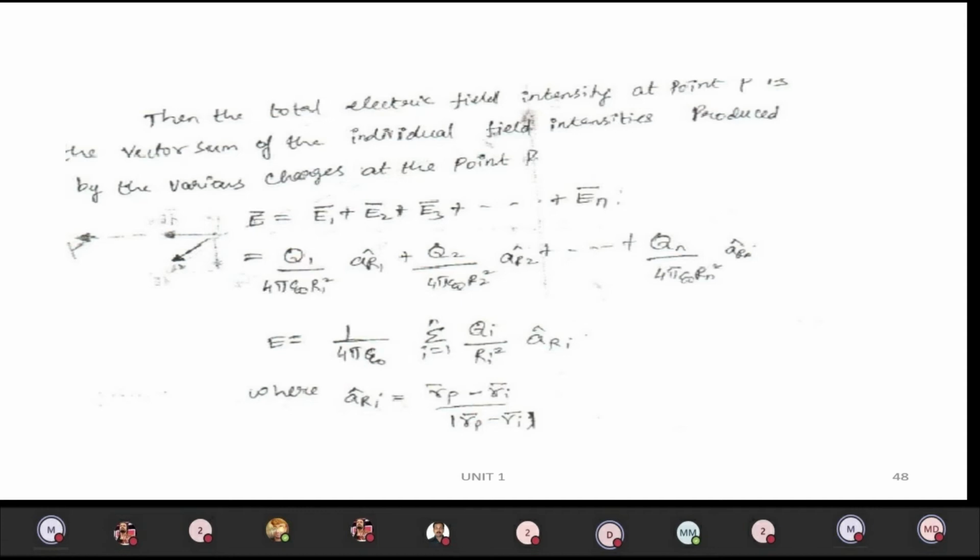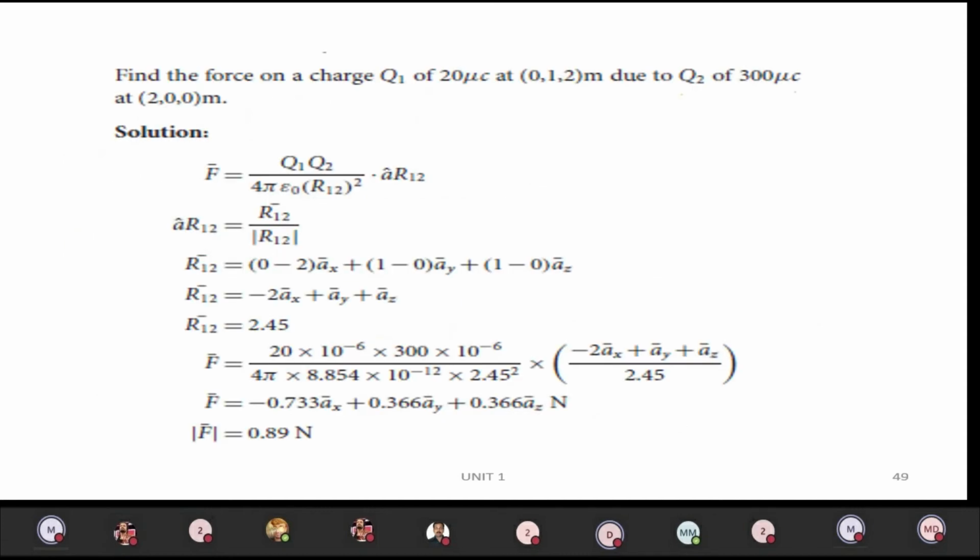We have to substitute a_ri into the unit vector, where a_ri will be the rp vector minus ri vector divided by the modulus of rp vector minus ri vector. You can see that one by one here.